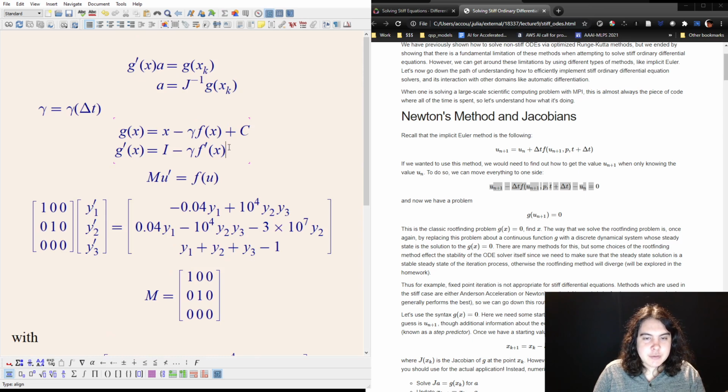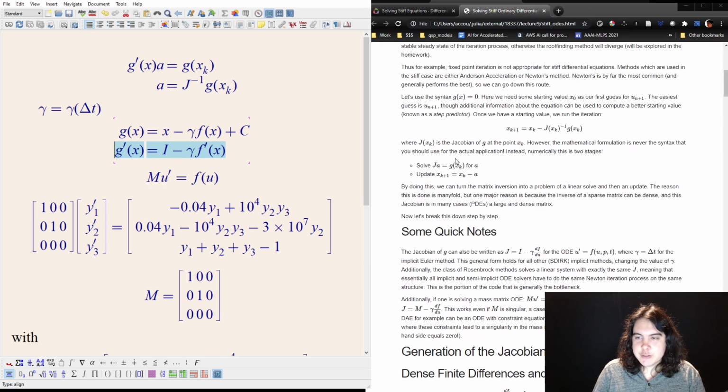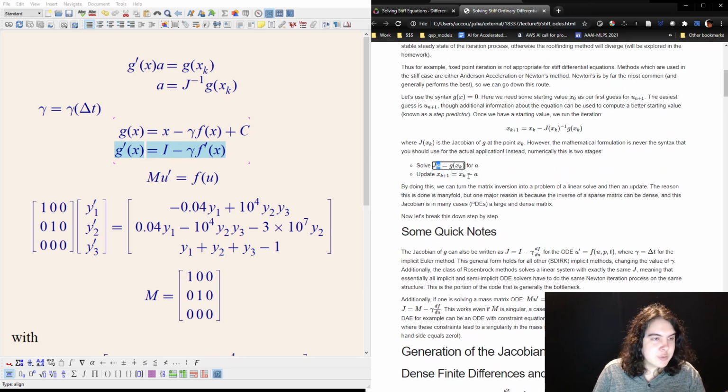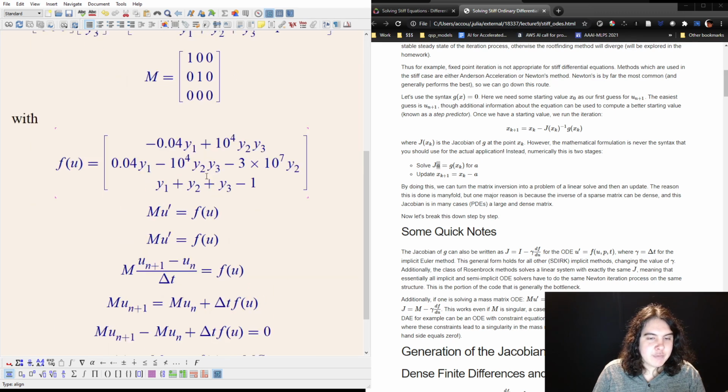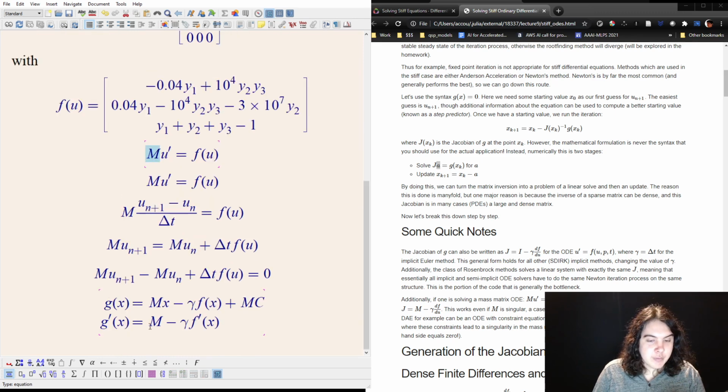So before, the steps to actually do Newton's method are: solve this linear system based off of J, and then do an update, solve the linear system, do an update, repeat this until you converge. This linear system is based off the Jacobian, generally you have I minus gamma f prime. But if you happen to have a mass matrix, you can solve this without ever inverting M by itself by making g prime, that Jacobian, now just M minus gamma f prime of x.